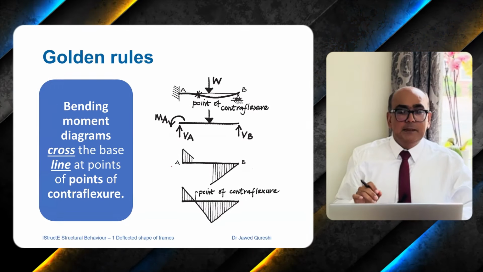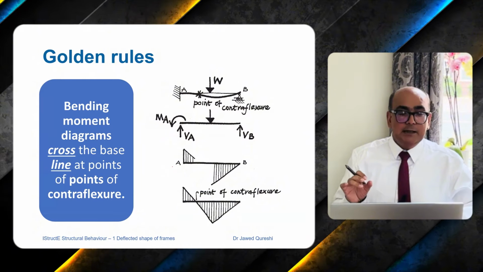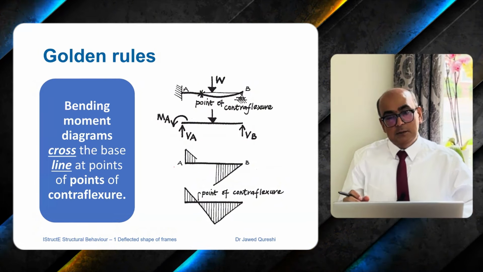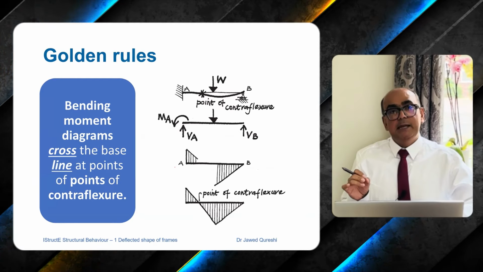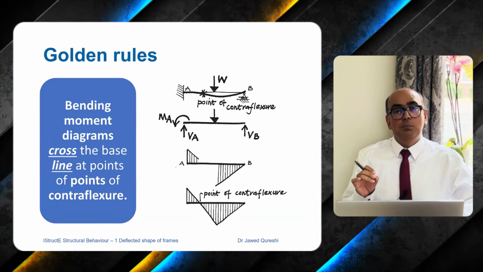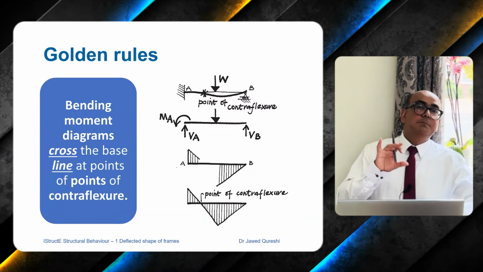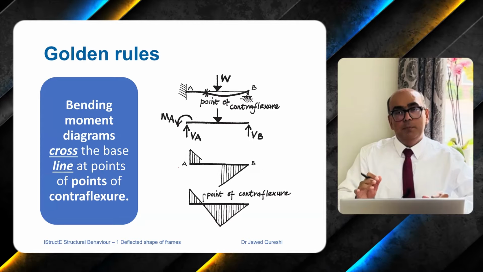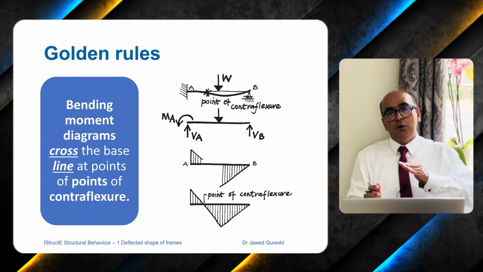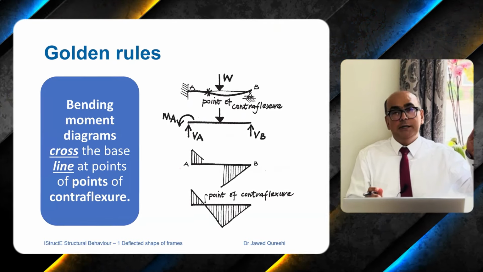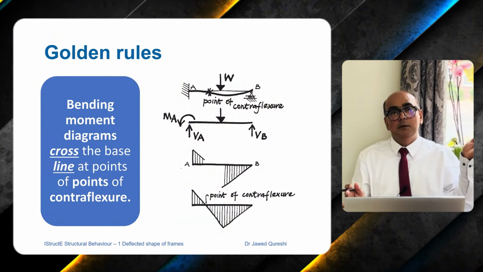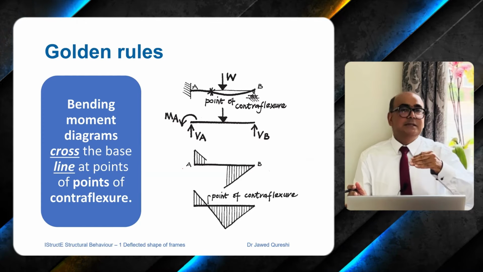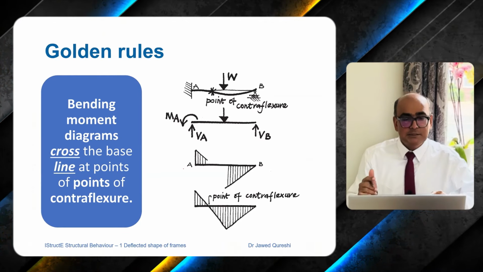Second is bending moment diagrams cross the baseline at points of contraflexure. Points of contraflexure means that there is no moment at all. So imagine there is a pin over there, so there is 0 moment, where the moment crosses the line from hogging to sagging moment. Hogging moment means tension at top and compression at bottom. Sagging means tension at bottom and compression at top.